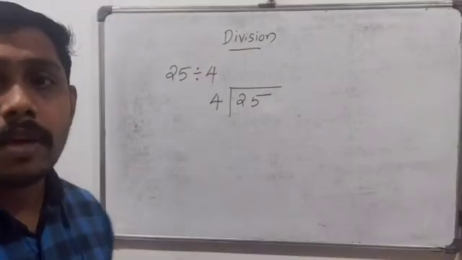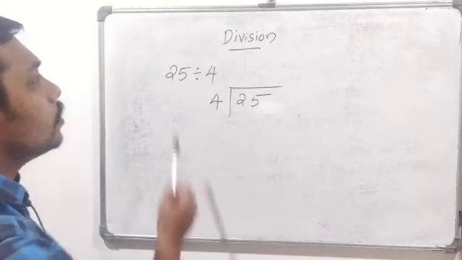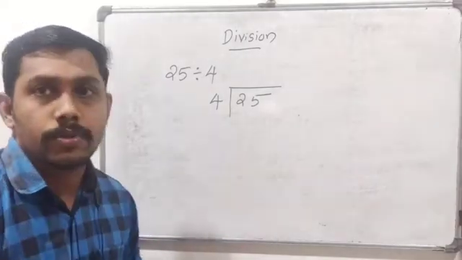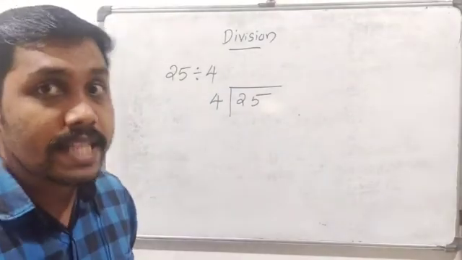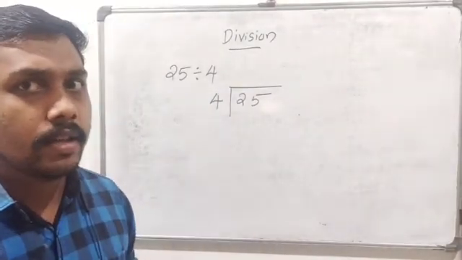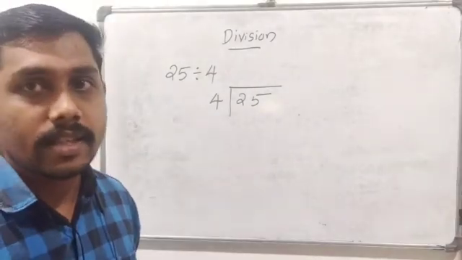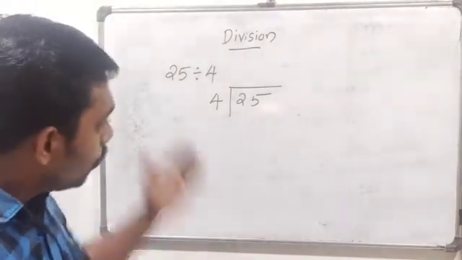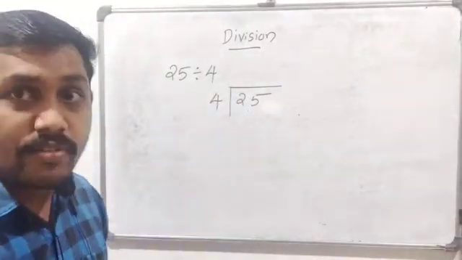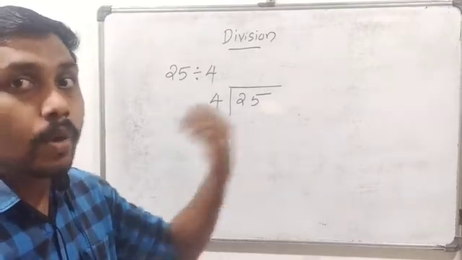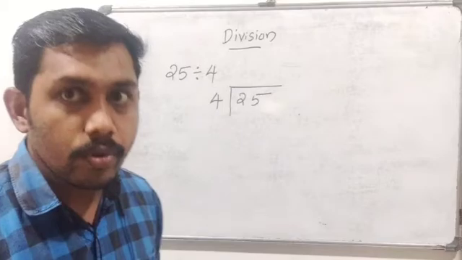Here I give an example, that is 25 divided by 4. What are the specialties of these numbers? Yes, 25 is the dividend and 4 is the divisor, isn't it? So for dividing 25 by 4, we need to know the multiples of 4.